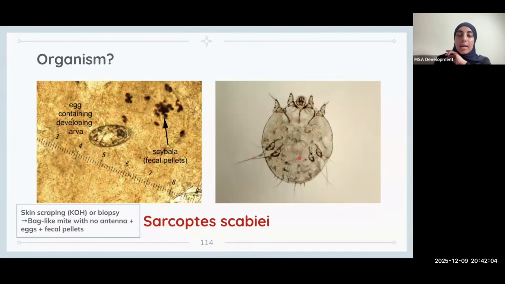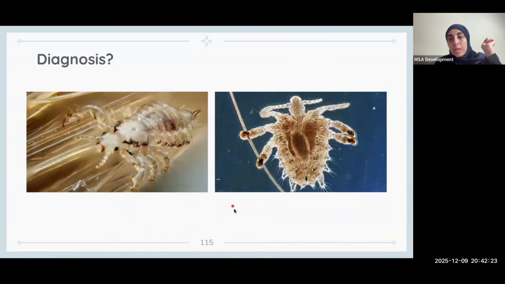And the mite is bag-like. I guess it looks like a bag. It has no antenna, there are no long antennae. And this is the egg containing larva, and this is the fecal pellets. So if you find this on skin scraping or biopsy, this is Sarcoptes scabiei, the cause of scabies. Okay, now what is this?